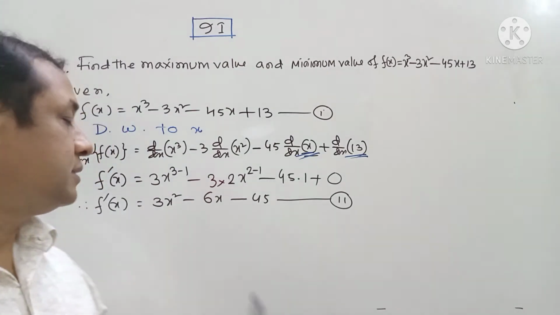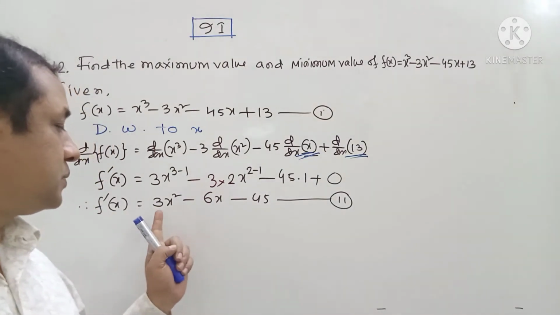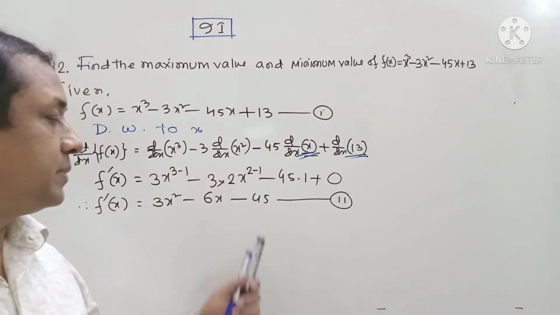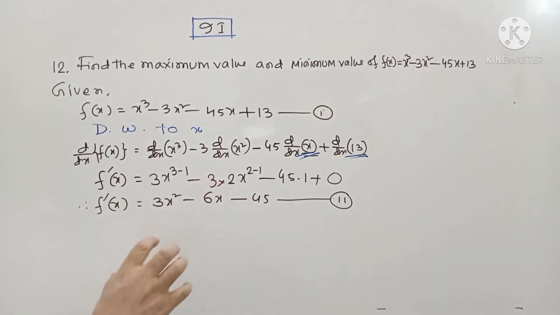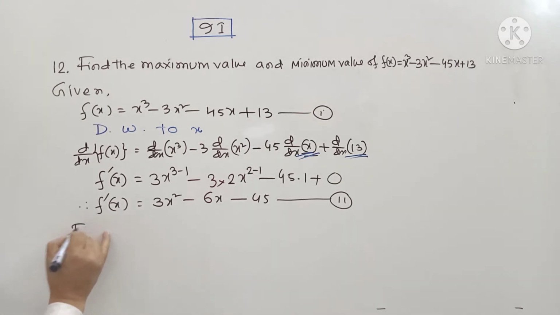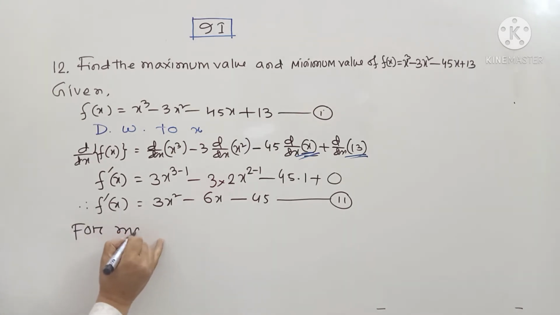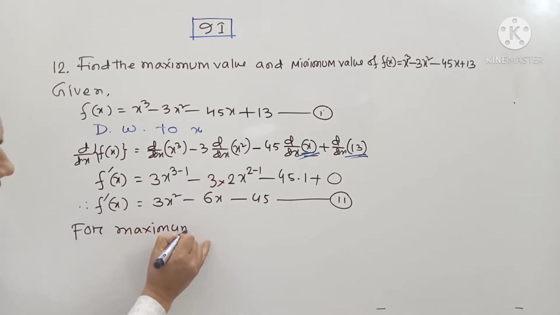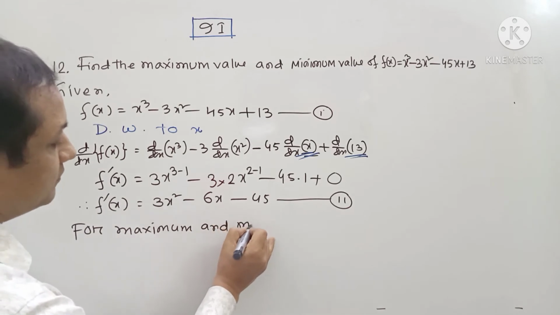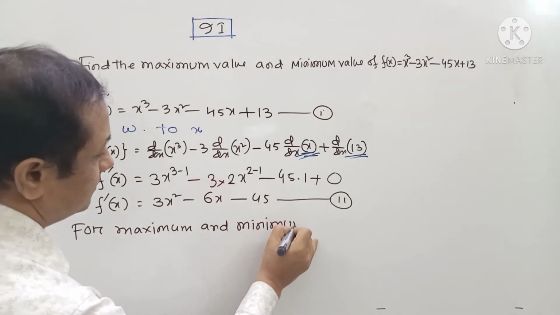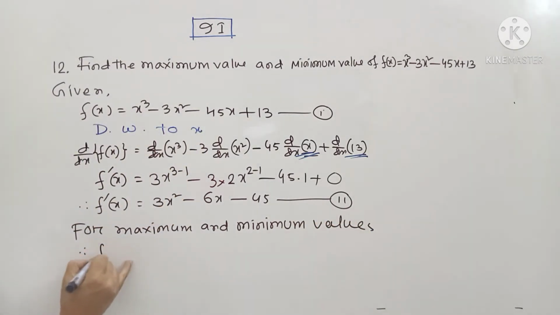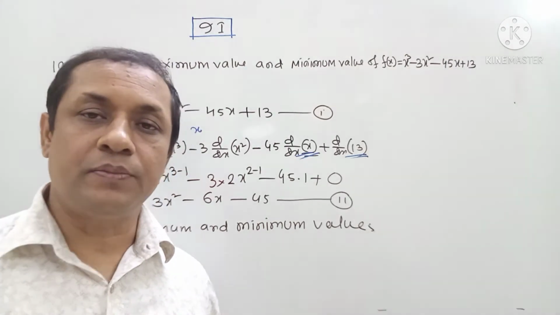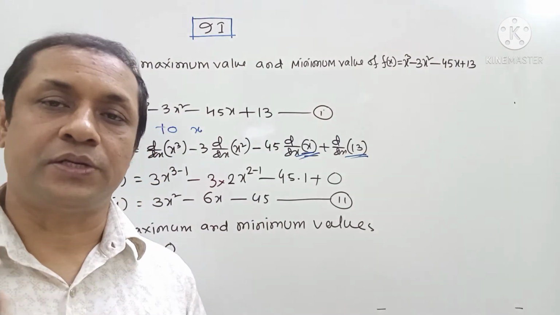So student, here we have f prime x equals 3x squared minus 6x minus 45. Now here condition 2. Next, condition number 3, for maximum and minimum values, f prime x equals 0. For maximum and minimum value, we know that f prime x equals 0.